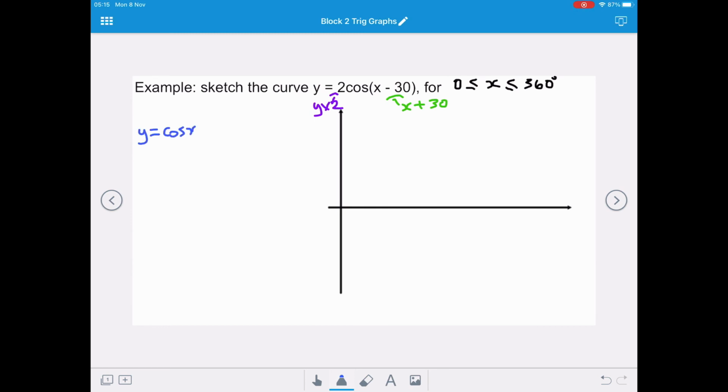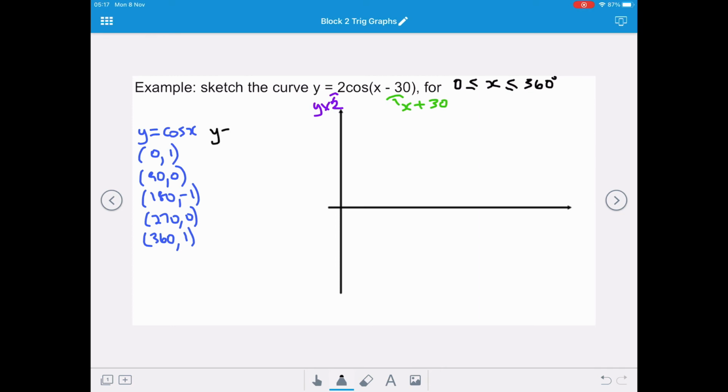So let's consider our y equals cos x key points. We start at (0, 1), we go to (90, 0), our minimum's at (180, -1), we have another root at (270, 0), and our maximum value is at 360.